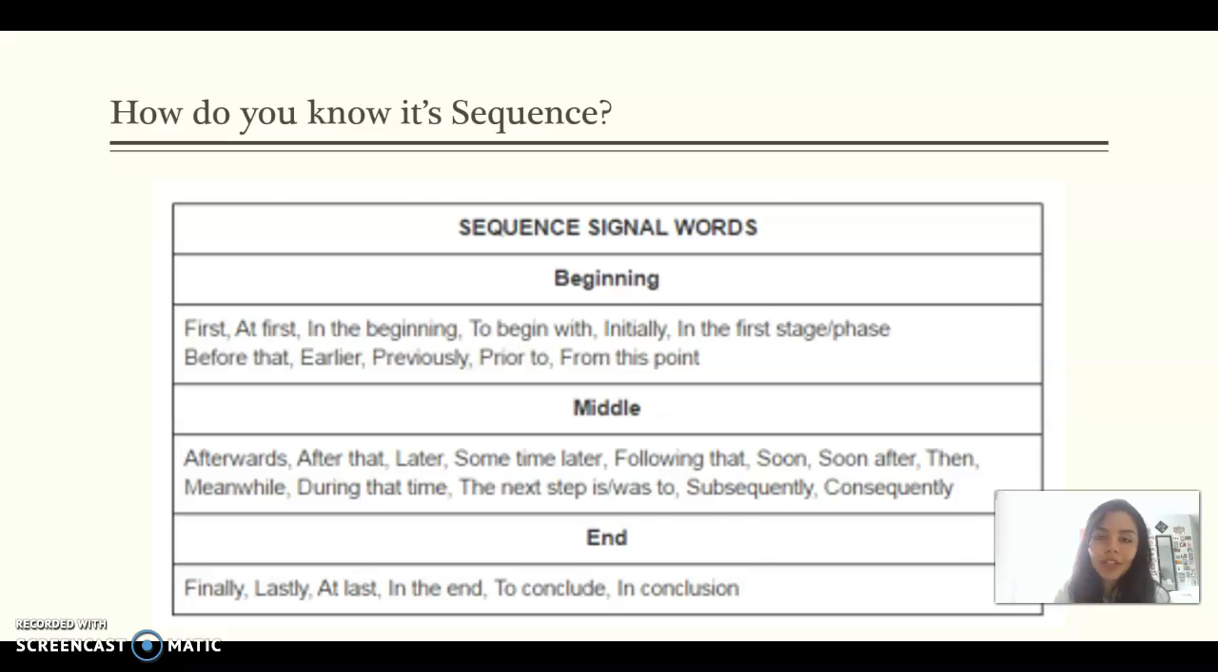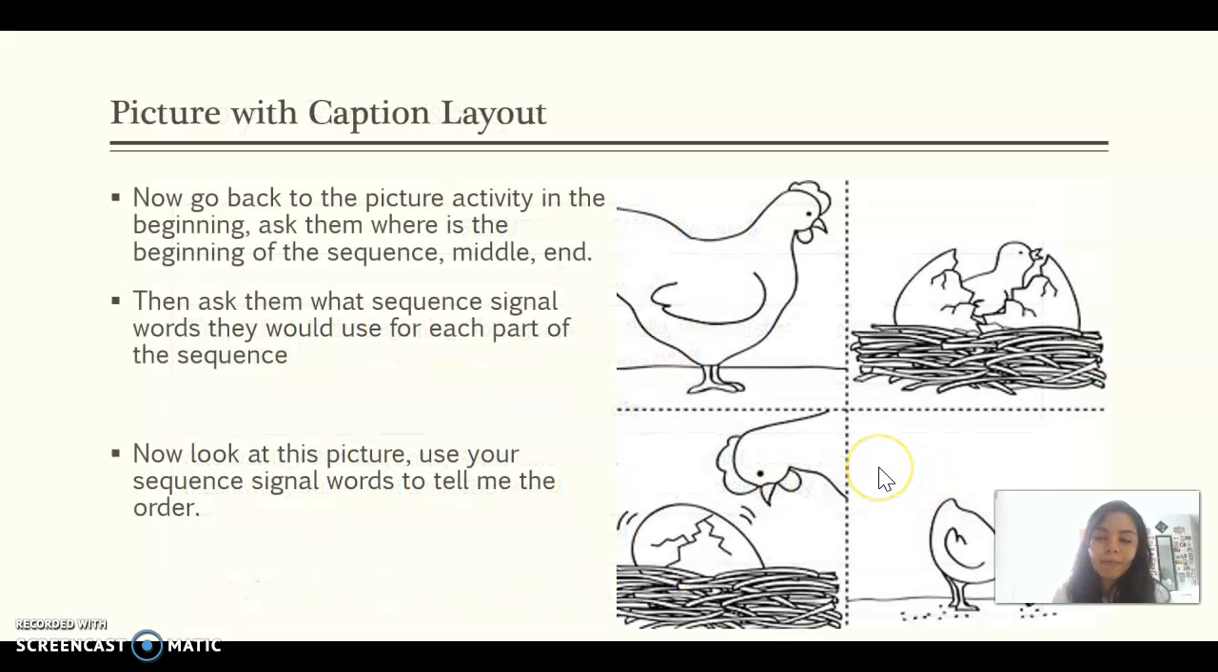I would go back to that picture. And we would do that as a class. And then after that, I would show them a picture of this. And as a class, we would then see what type of sequence words we can use for these pictures, right? So I would say, what do you think we could put as the beginning? What do you think we could put as the middle? Etc. And then what can we say about this? Is this first, second, third? That kind of stuff.